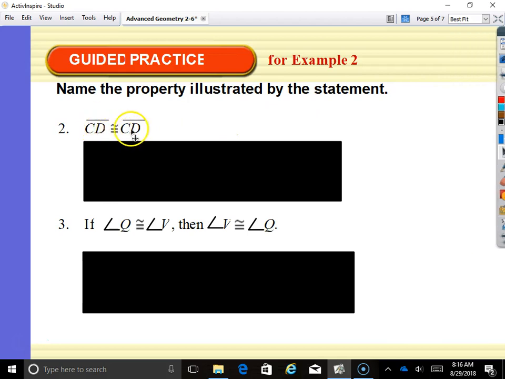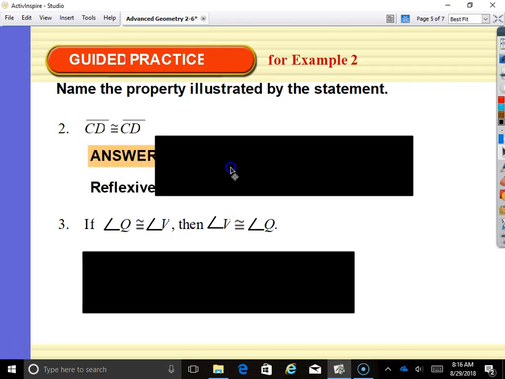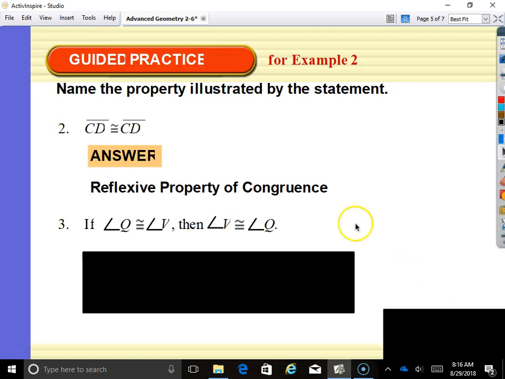Segment CD is congruent to segment CD. Reflexive, good. The reflexive property, same thing, and this is of congruence. Same thing equaling the same thing, or same thing being congruent to the same thing, is reflexive property.